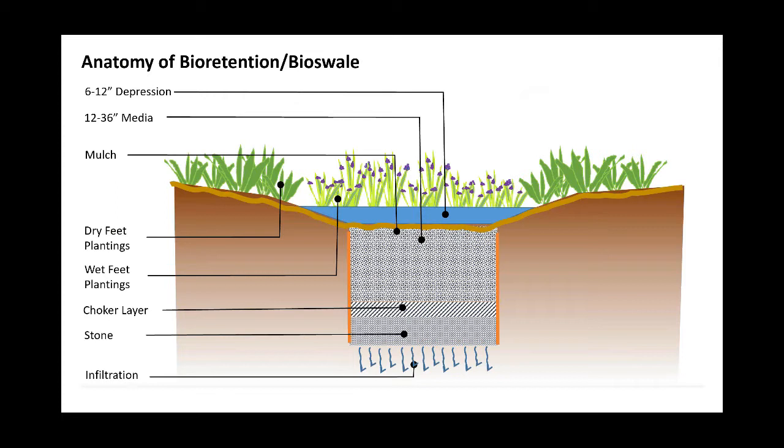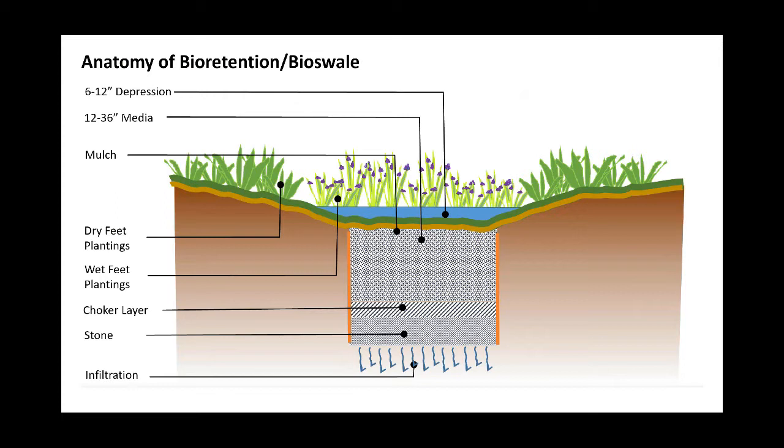We have a filter media or a soil that is specifically designed to be able to capture pollutants. And that is anywhere from 12 to 36 inches deep. We have mulch on top, and the mulch is typically required by the code and the way that it is written. However, I also want to bring up that on top of that mulch, we have the opportunity to plant plants that can act as green mulch. Again, we have the different plants that have dry feet and plants that have wet feet.